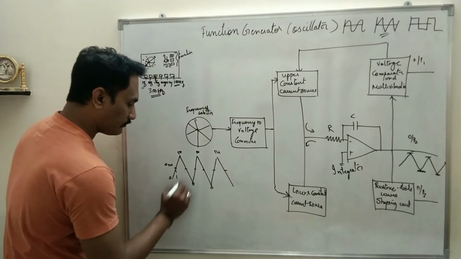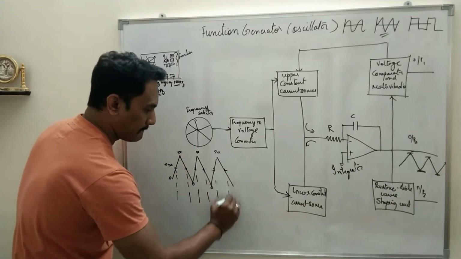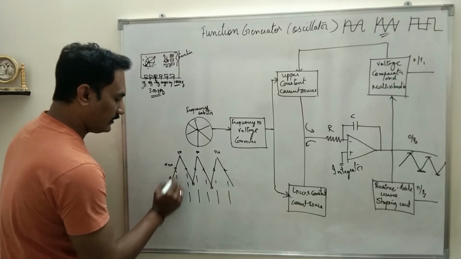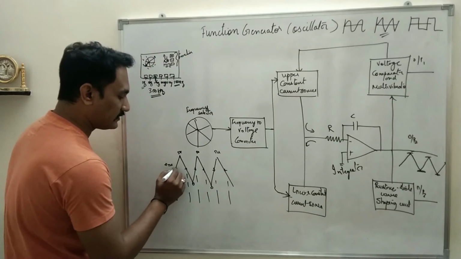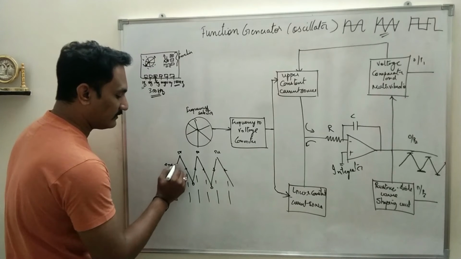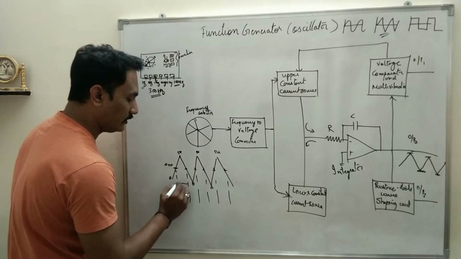So what will happen is, from 0 to 2.5 volt, the output of the multi-vibrator will be 0. As soon as it crosses 2.5, it will get triggered and the output of the multi-vibrator will become 1. And it will be 1.